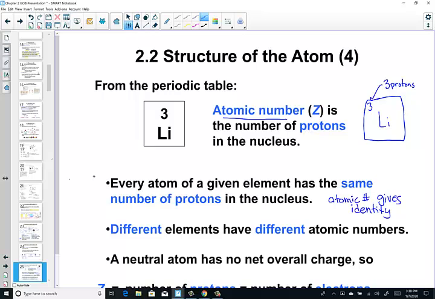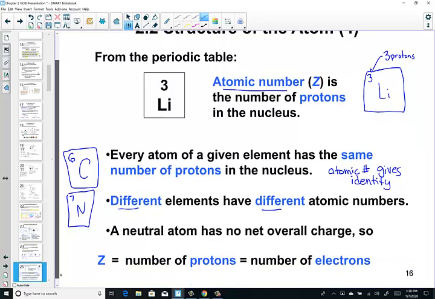If I were to ask you, hey, what element has 6 protons inside of its nucleus? You would just simply find number 6 on the periodic table and say, well, the only element would be carbon with 6 protons in the nucleus. Because if I were to add one more proton, I've changed the identity and made it nitrogen. Different elements have different atomic numbers. Different elements have different proton numbers.